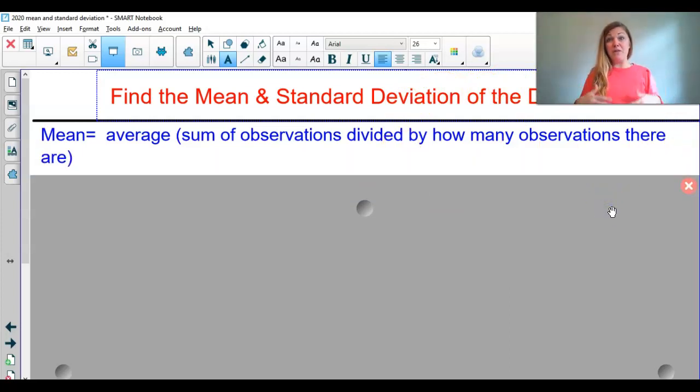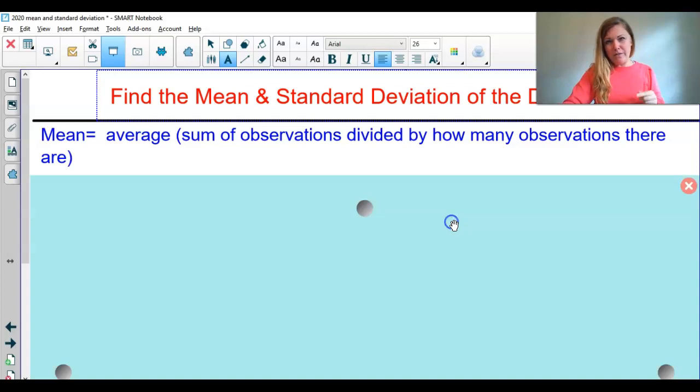What do I mean by that? If there's 10 people in a room, I'm going to add up their heights, right? And then I'm going to divide by 10. That's going to give me my average because there's 10 people in a room. Definition of a mean: it's an average. It's something we usually talk about in the statistics world in terms of the long term as well.